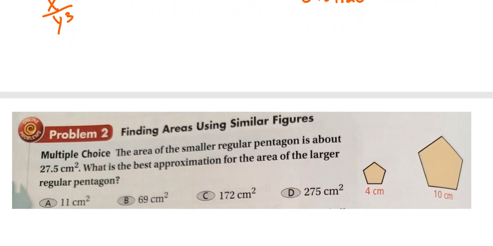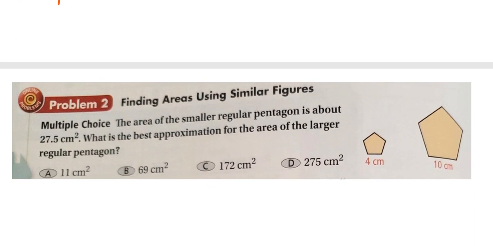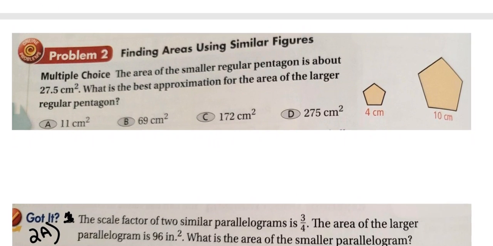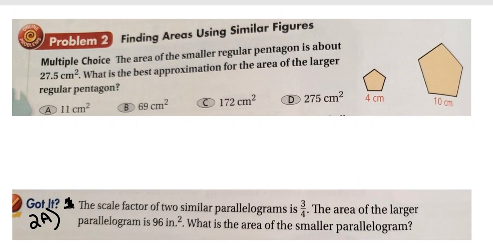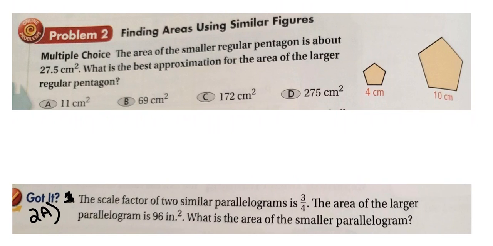Okay, now the next example. It says the area of the smaller regular polygon is about 27.5 centimeters. So let's be clear that this is the smaller one, and this is the area of it. It says, what is the best approximation for the area of the larger regular pentagon? So this is the question, basically.